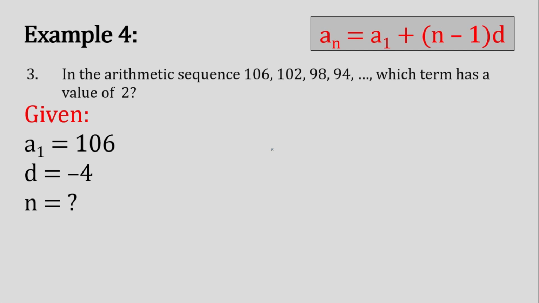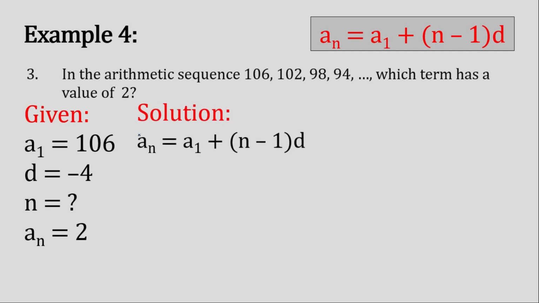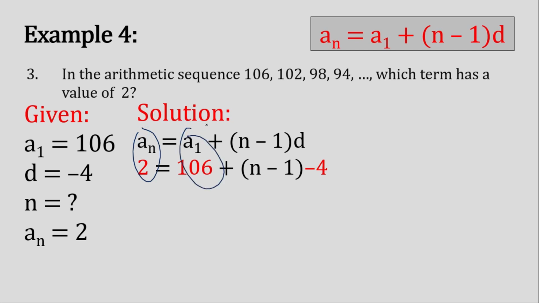Now for the n, we don't know the value of n, but we have the value of a sub n. We know that that is 2. So now all we have to do is to write the formula, then substitute the value 2 for a sub n and 106 for a sub 1 and negative 4 for d. Now this time it has a negative value of d, so please be watchful on how we do this.